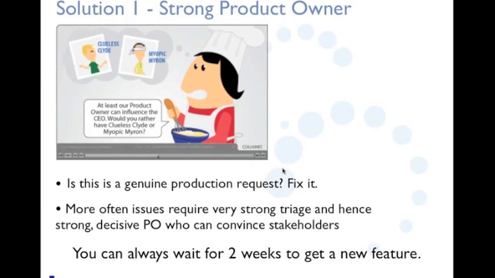So definitely solution one is more about having a very strong triaging done, and then rejecting it. It's not a production emergency, we'll not take it as part of this sprint. So we need a very strong product owner there.